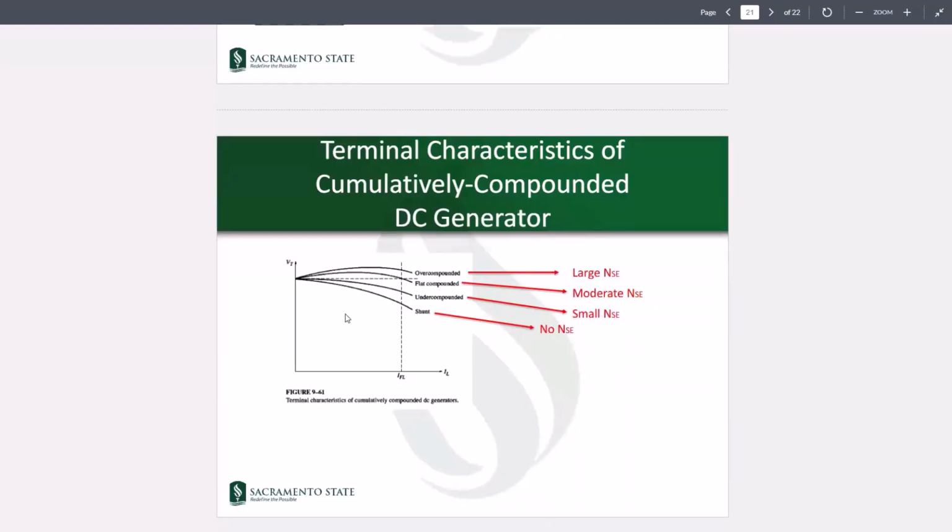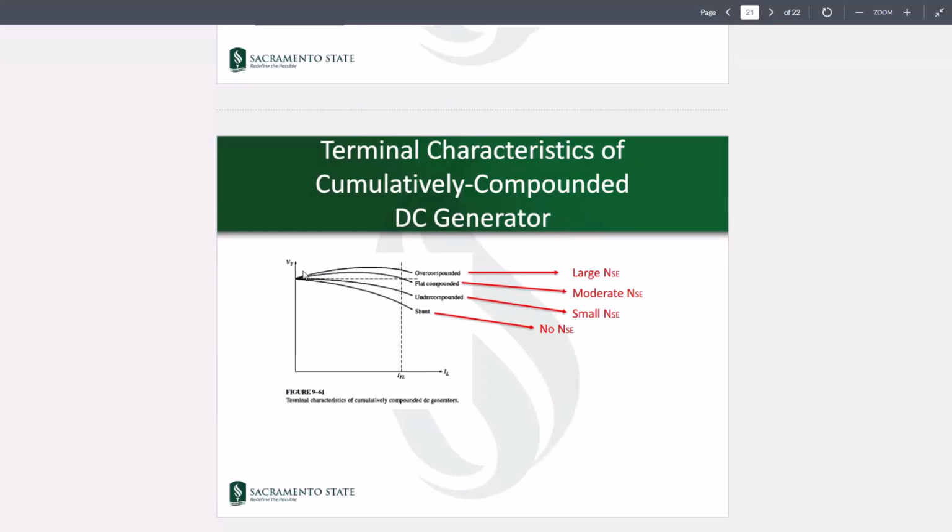And we really need to look at the characteristics of the cumulatively compounded DC generator with respect to the shunt machine. If you look at the VT versus IL characteristic of the machine, for the shunt machine you would get something like this, and there is no series field. Now, depending on the number of turns in the series winding, if you have a small number of NSE, then the VT versus IL would still be drooping, but not as much as the shunt. In this case, we call this the undercompounded case.